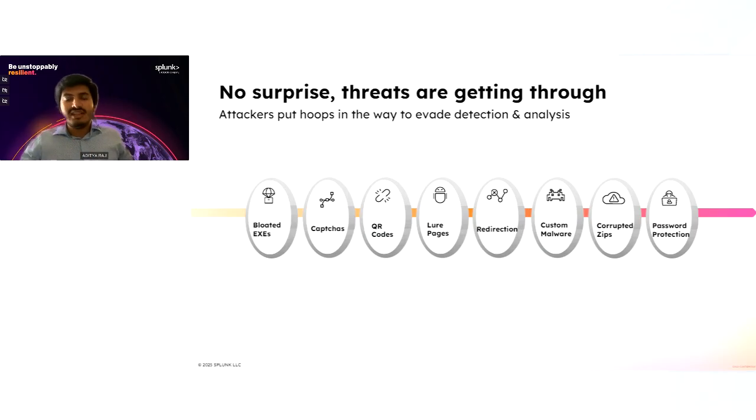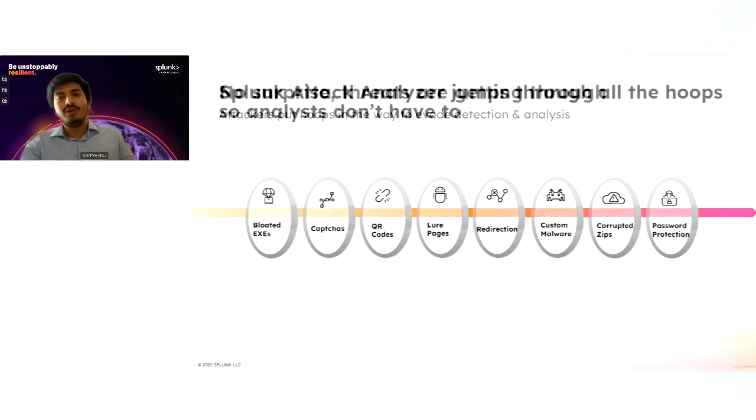The gist is it does a bunch of things one by one, like looking at bloated EXEs, bypassing CAPTCHAs, following QR codes, interacting with lure pages, redirecting through a bunch of things, running custom malware in its own sandbox, or a corrupted zip, and always looking at password protected files which might be carrying some suspected malware. So it does all of this. It jumps through all of these on its own, just so that you don't have to.